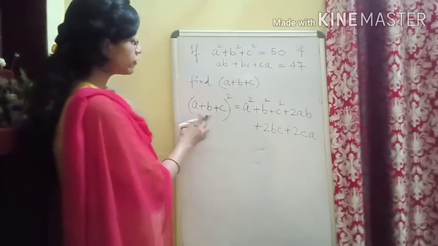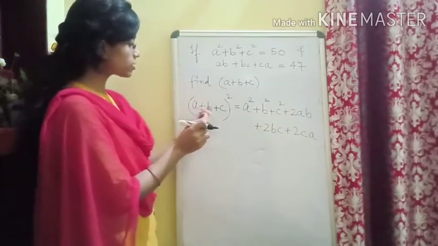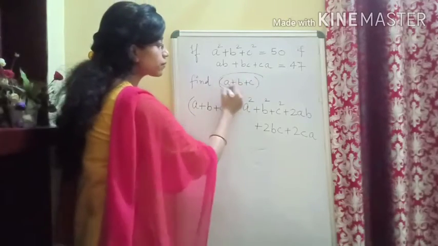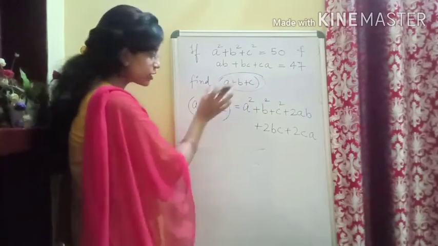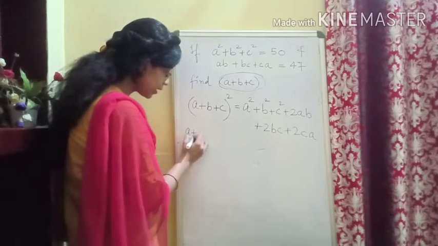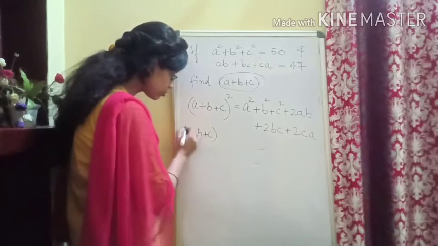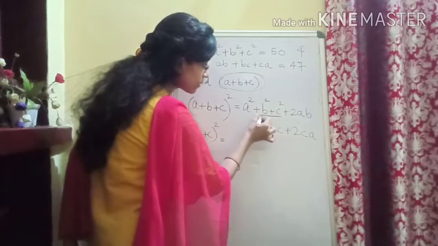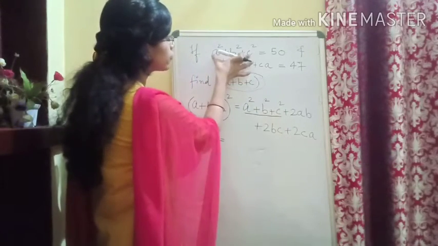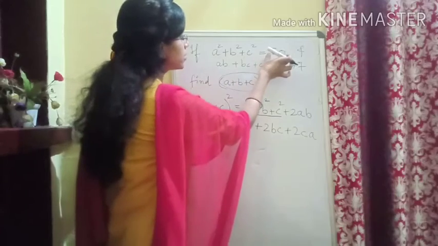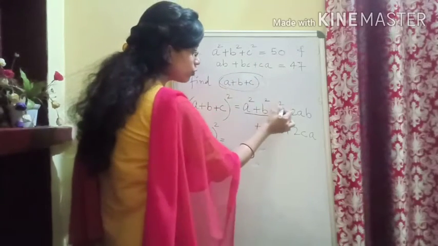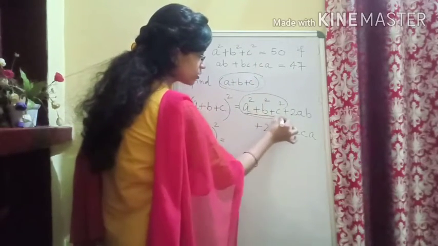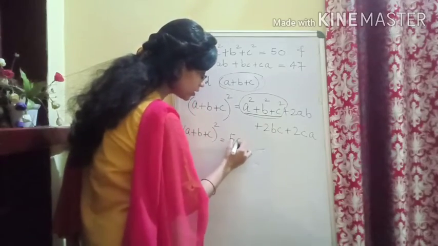Okay. Now here if you see the left hand side, a plus b plus c, this is the same thing we are supposed to calculate. So we will write it like this, a plus b plus c whole square. Now if you see these 3 terms, a square plus b square plus c square, the value of these 3 terms is given as 50. So in place of these 3 terms, we are going to write 50.